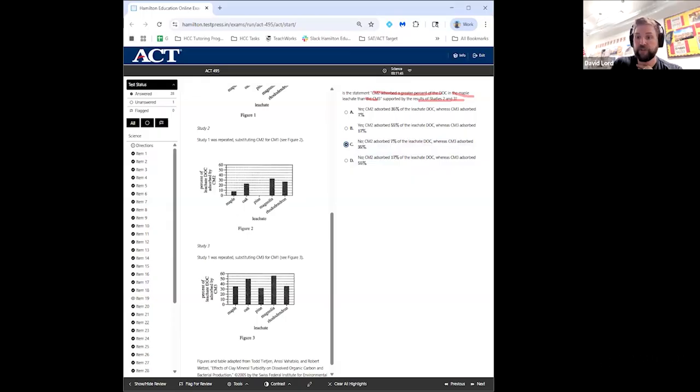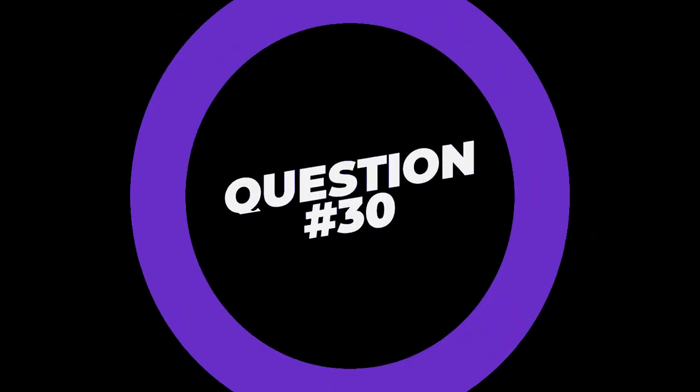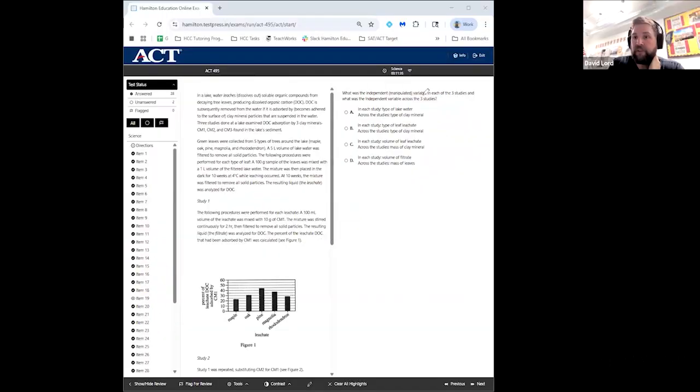All right, on to question 30. What was the independent variable in each of the 3 studies, and what was the independent variable across all the studies? Based on what I see, the independent variable in each of them is kind of like what type of tree it would be. And then we have a lot of leachate in here, which was the lake water. So let's see which one best answers that.